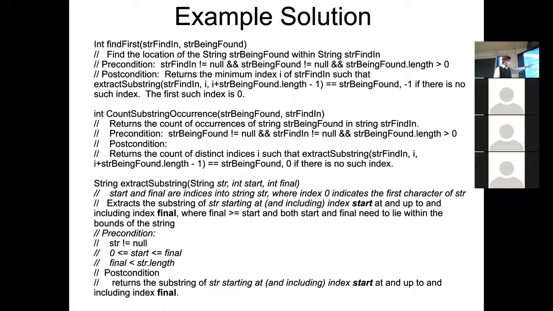And it returns the count of distinct indices i. You could argue about whether distinct has to be in there. Maybe it could just be the count of indices i, but distinct makes it clear we're counting the number of distinct occurrences such that the string being found is located at that position, using extract substring. Zero if there's no such index, allowing that possibility. I'm not going to throw an exception if it doesn't occur or something like that.